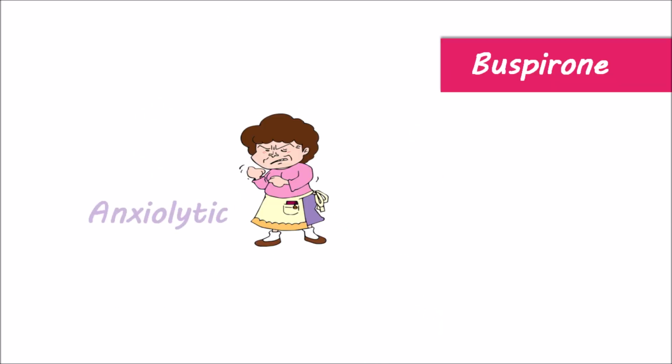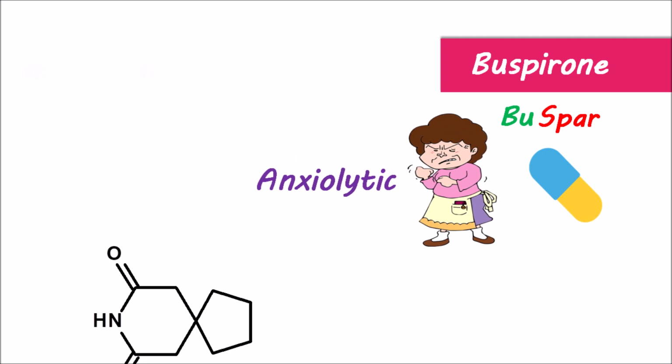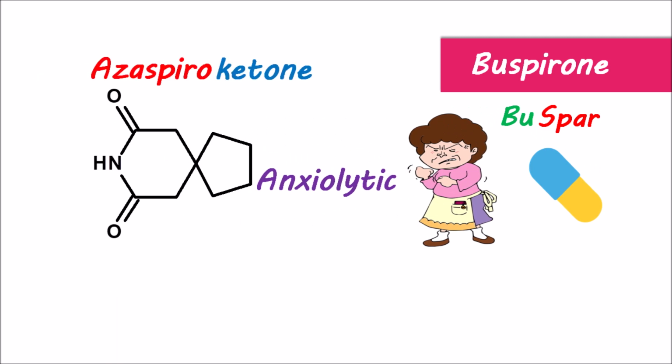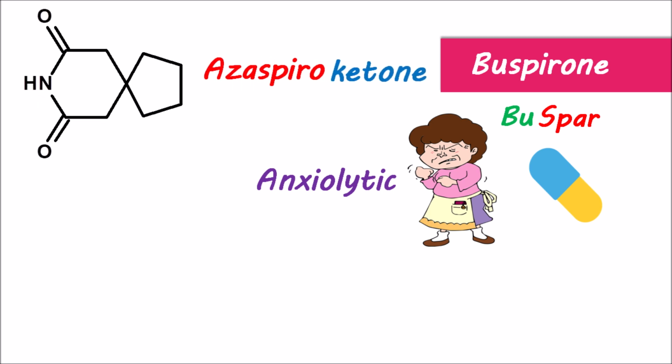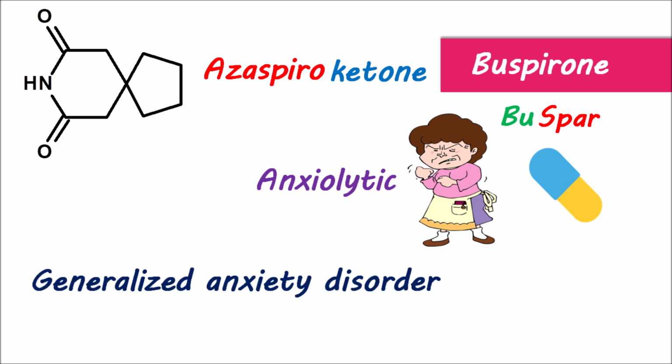Buspirone is an anxiolytic available under the brand name Buspar. It is one of the aza-spirodecanedione derivatives. That's why we can see the suffix spirone in its name. This drug is indicated for the short-term treatment of generalized anxiety disorder.